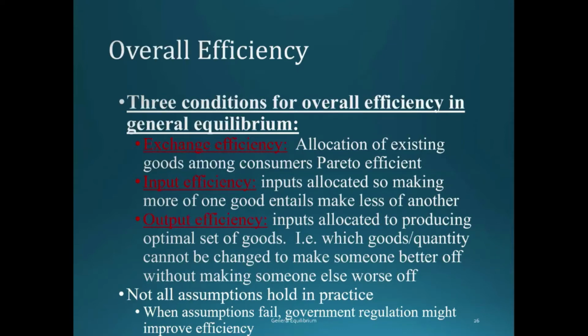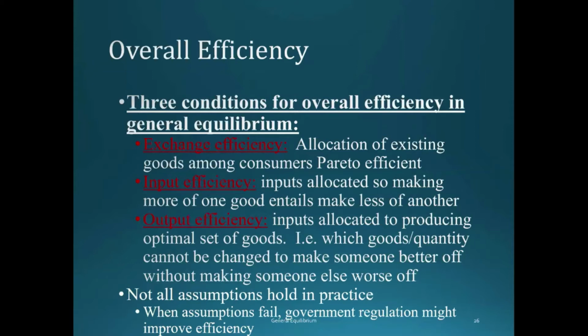It would fail, for example, if a trade of labor for capital between those two firms resulted in one or both firms producing more of whatever it produces and neither firm producing less of what it produces, then we would say that the initial allocation of inputs was not input efficient.